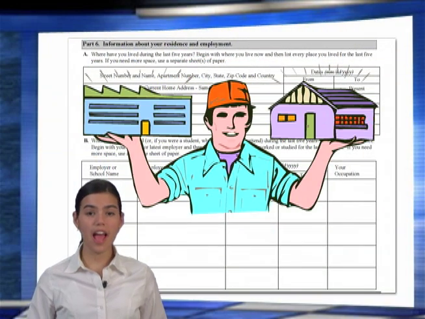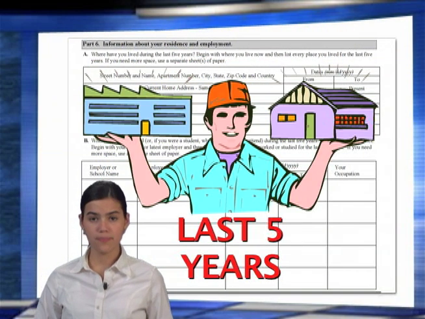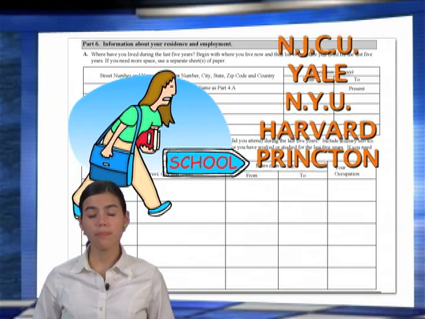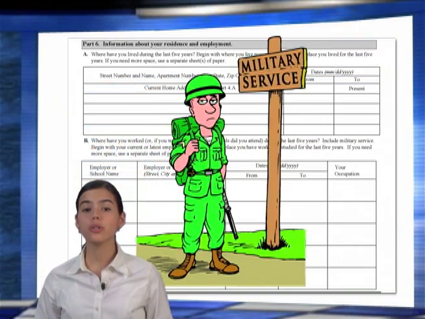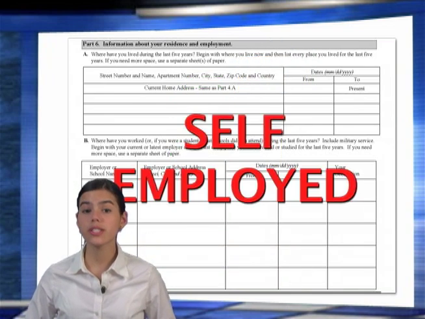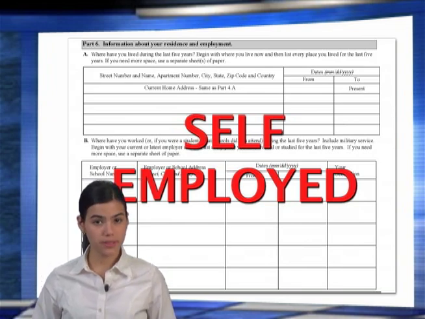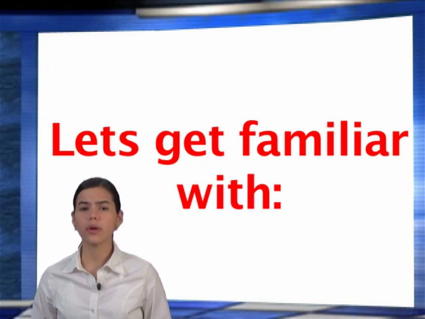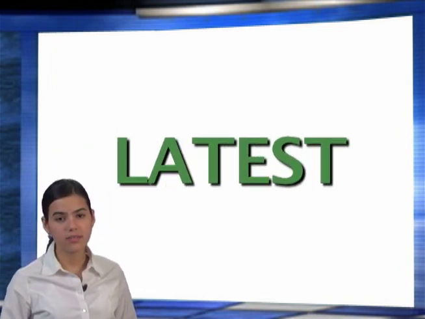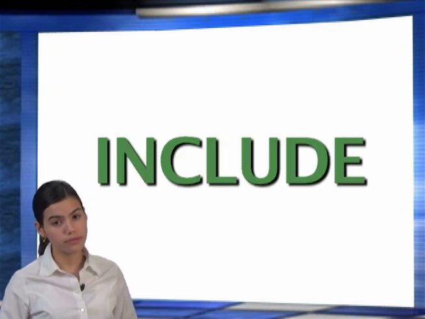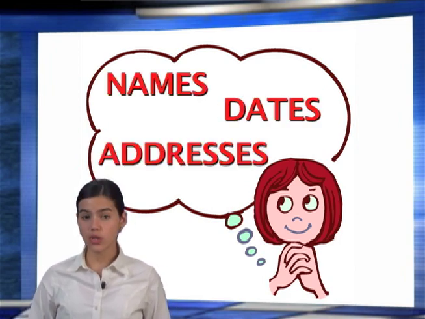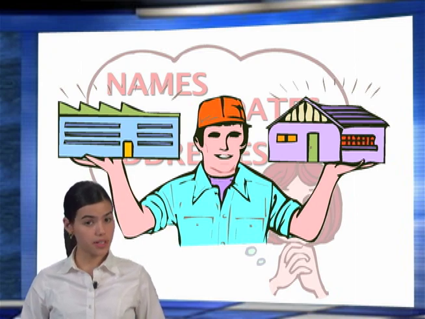You must also memorize everywhere you have worked during the last 5 years. If you are a student, you must also memorize what school or schools you have attended during the past 5 years. You must include military service. If you worked or now work for yourself, please be sure to tell your interviewer you were self-employed. Let's get familiar with the following words: current, during, latest, list, include. You will have to put to memory different names, dates, and addresses of past residencies and employers.